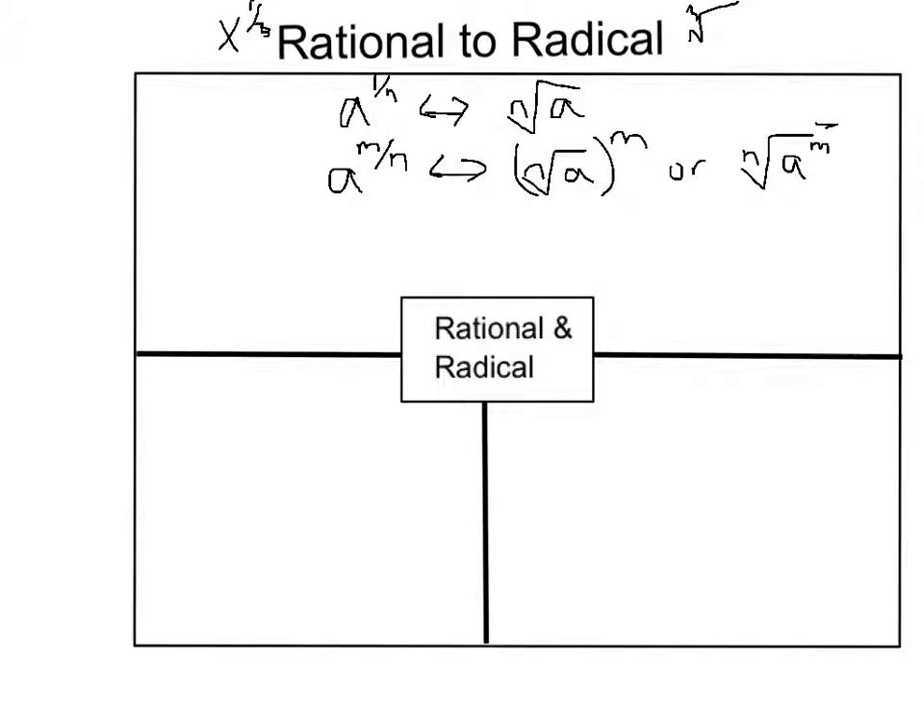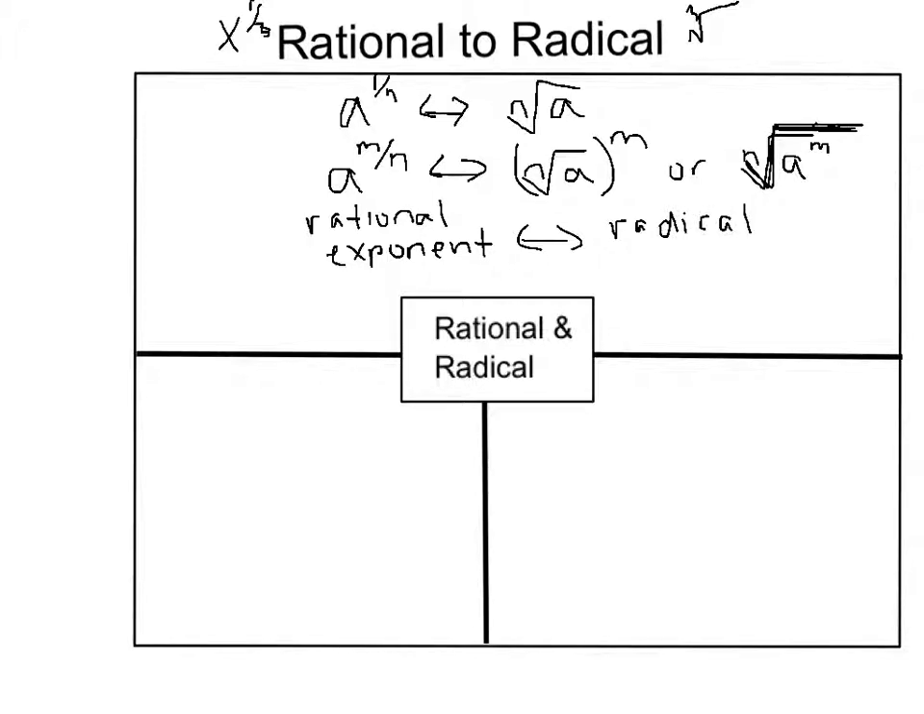So whatever's inside is raised to that mth power. So you can either have it with parentheses and the m on the outside, or that m can take everything on the inside to that power. We call this a rational exponent, again, when you have that fraction as an exponent, and then we call this radical notation.